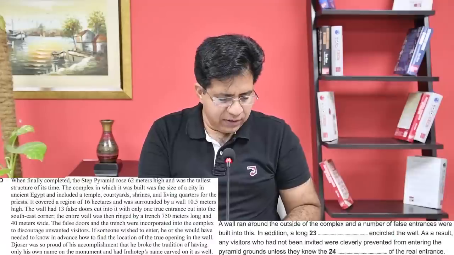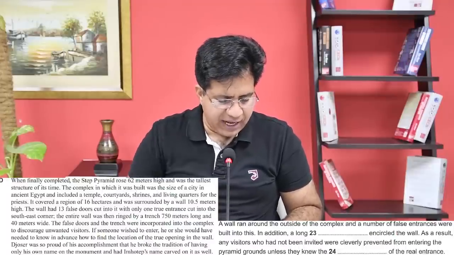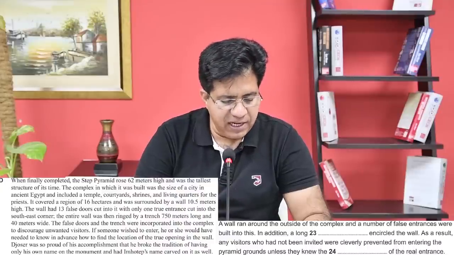Paragraph D. 1, 2, 3, 4. Fifth line: The wall had 13 false doors. Got it? So it means answers are going to be here. Now we read the question. The wall ran around the outside of the complex and a number of false entrances. False entrance means false doors were built into this.